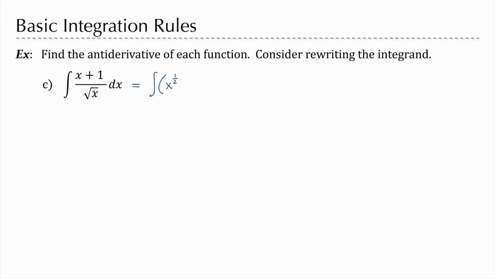And then here, if I take 1 divided by the square root of x, that just means I have really square root of x in the bottom. So that's x raised to the negative 1/2. So now that I've written it this way, it's easier for me to do my power rule.